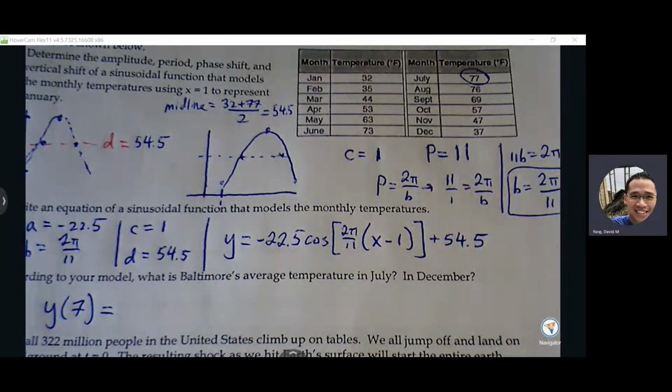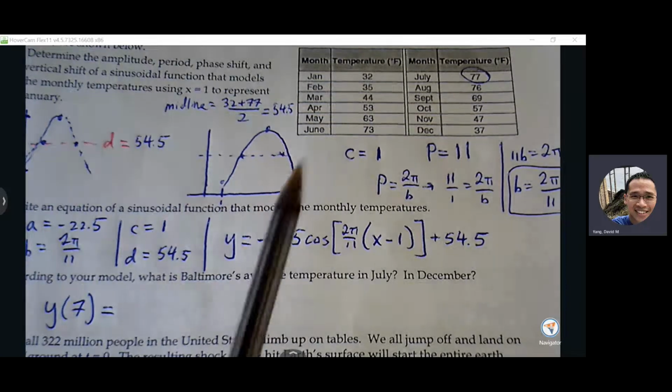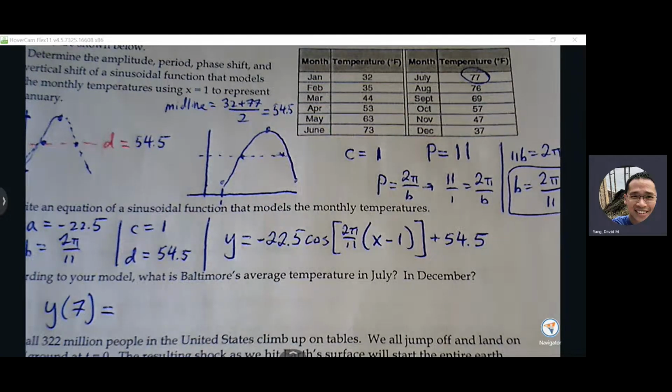Isn't that period 12 minus 1? Because the period is going to be the distance from the beginning month to the end month. So we do 12 minus 1, so 12 minus 1 is 11. Now, if we start at 0, then we will do 12 minus 0. Here, we're representing 1 as January.